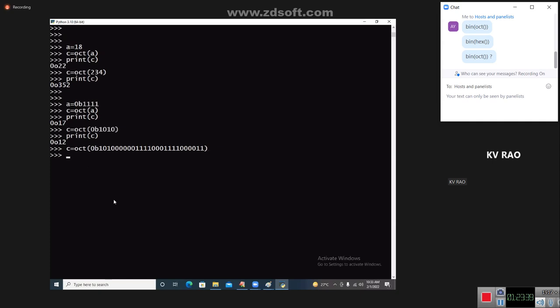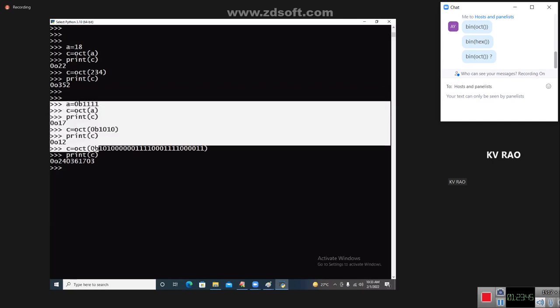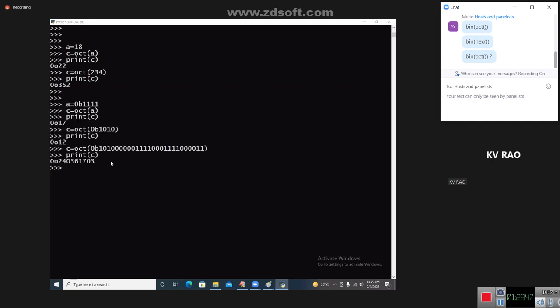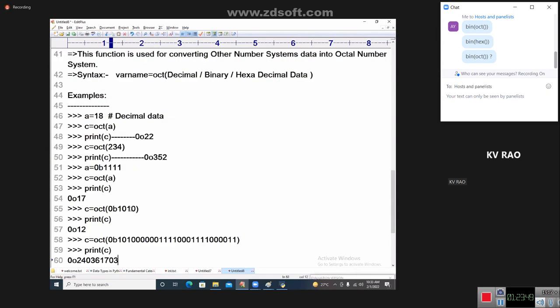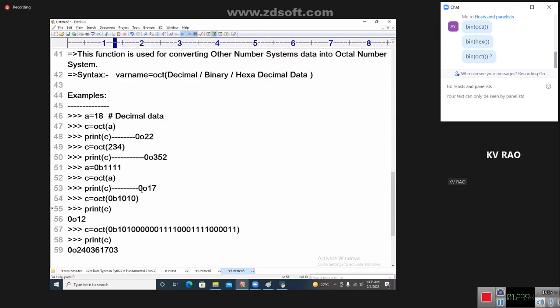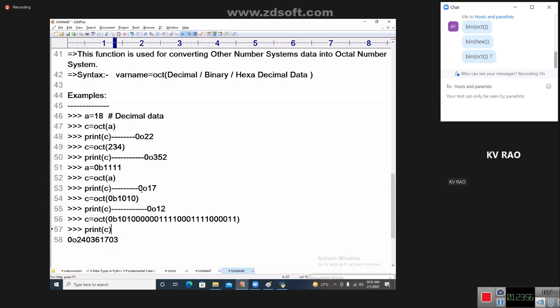Like this you can take it. Print of C. I got the data. This is the octal data. Converted this entire thing into this. So any kind of conversions you want, we can make happily with that. So octal of this and then octal of this data. Any such bigger numbers that come, we can happily convert.